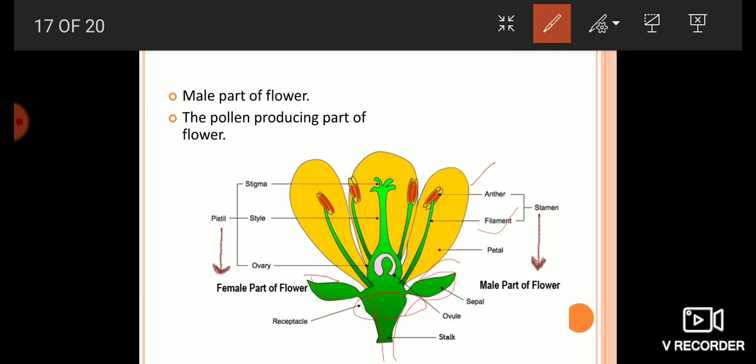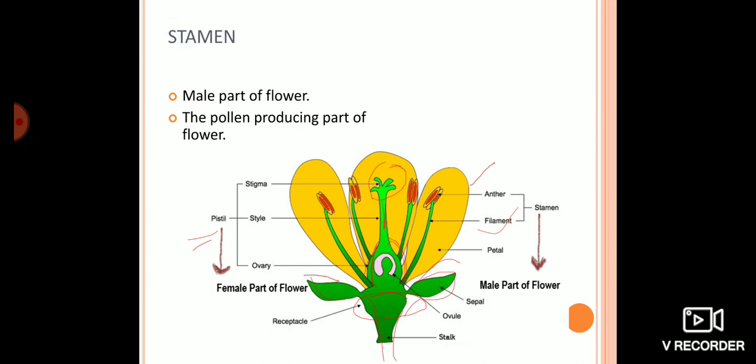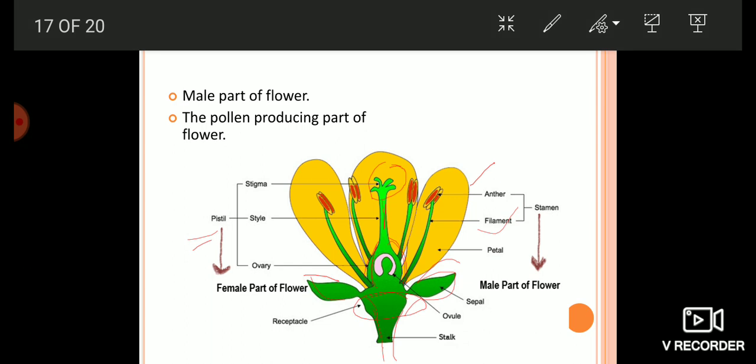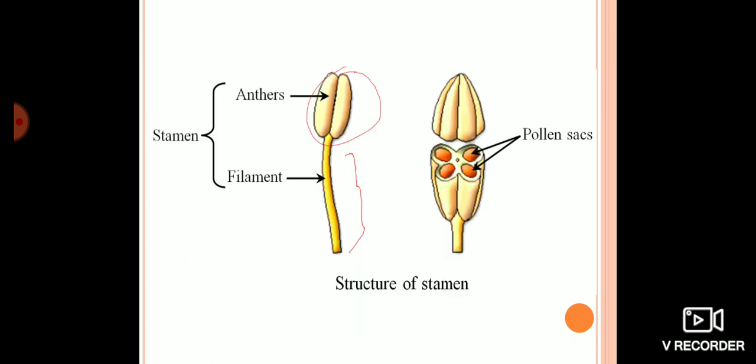And the female part of the flower is called the pistil. The pistil consists of the stigma, the uppermost part. Then the tube-like structure is called the style, and the swollen portion is called the ovary. The ovary has bead-like structures called ovules, and inside the anther in the male reproductive part there are pollen grains. So this is about the parts of a flower. Here you can see the pollen grains.